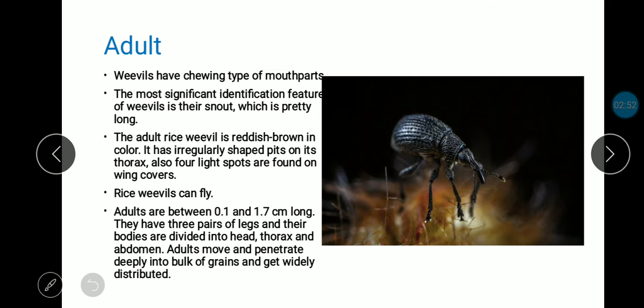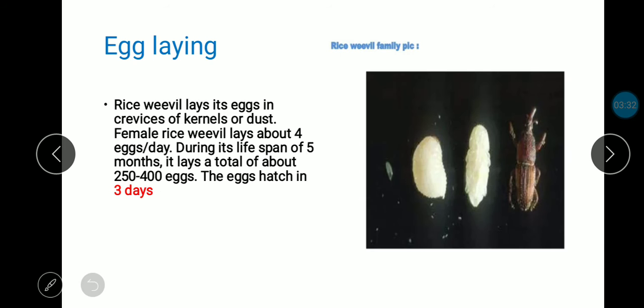The adult rice weevil is reddish brown in color. It has irregularly shaped pits on its thorax region. Also, 4 light spots are found on the wing covers. The adults are between 0.1 to 1.7 centimeter long. They have 3 pairs of legs and their bodies are divided into head, thorax and abdomen. Adults move and penetrate deeply into the bulk of grains and get widely distributed.